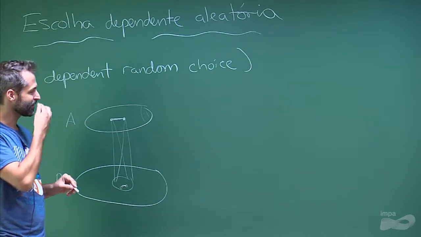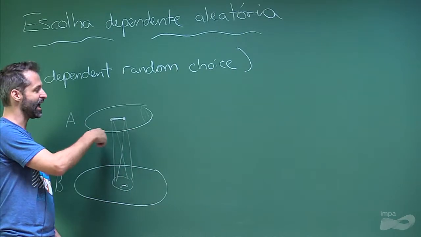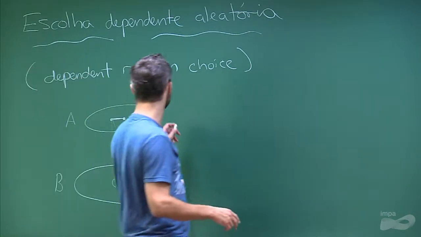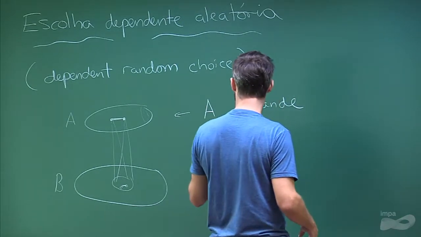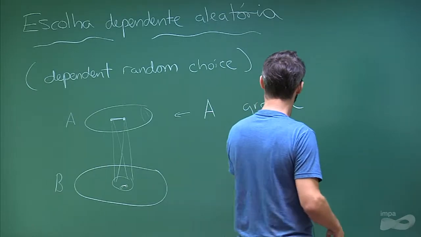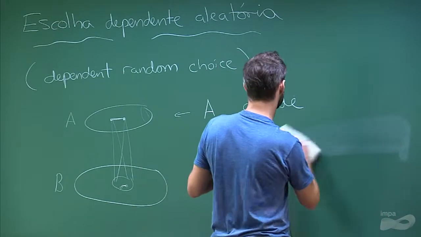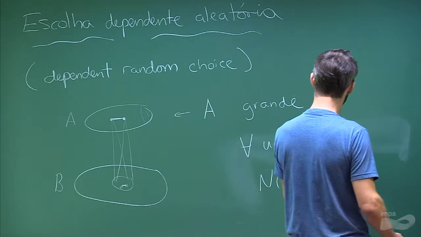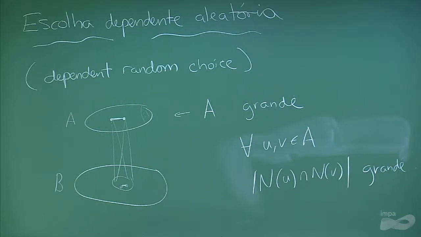We have our K4. So the idea is, it's very useful to find a large set A such that every pair of vertices has large common neighborhood. Does that make sense? So what we wanted here was that A should be big, and for every pair u, v in A, the neighborhood of u intersect the neighborhood of v was big. That was the property that we used to find these K4s, under the assumption the independence number is small.